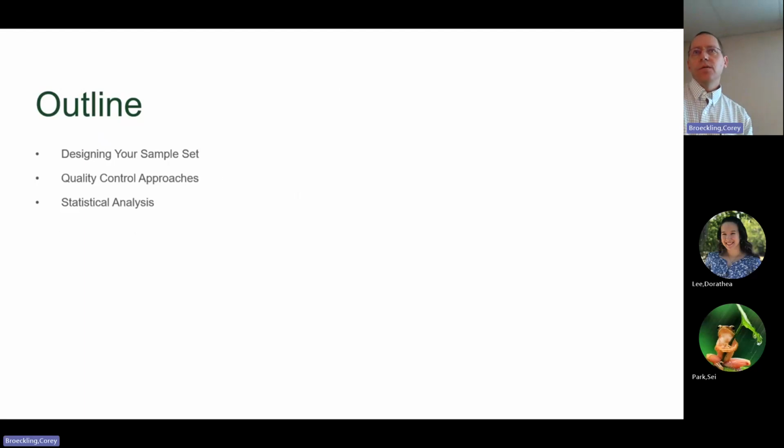So what I want to discuss today in this presentation is how you need to think about designing your sample set. What makes a good experimental design for metaproteomic studies? Discuss a little bit about quality control, and we'll talk about what that means, and then think about how your statistical analysis is supported by the prior two steps, the design of your study and the quality control procedures in use.